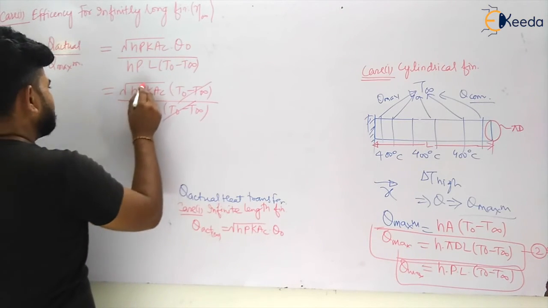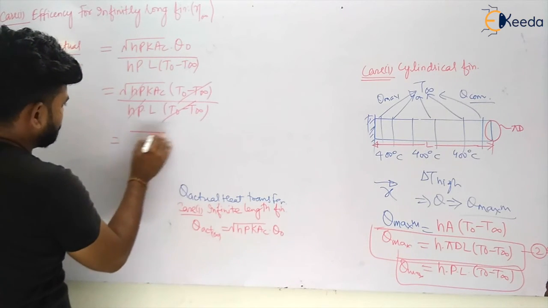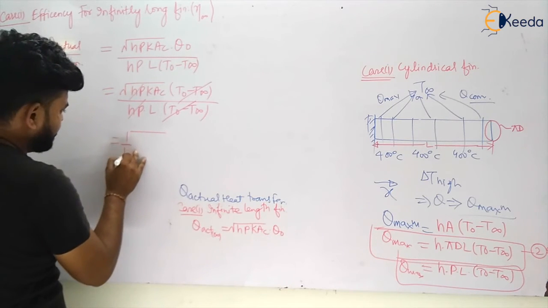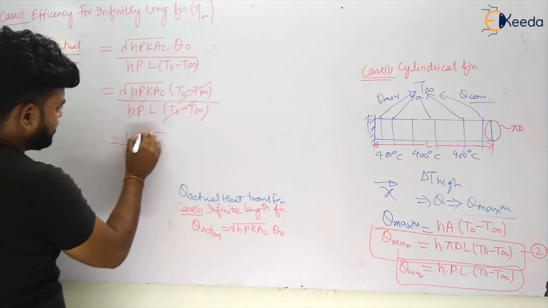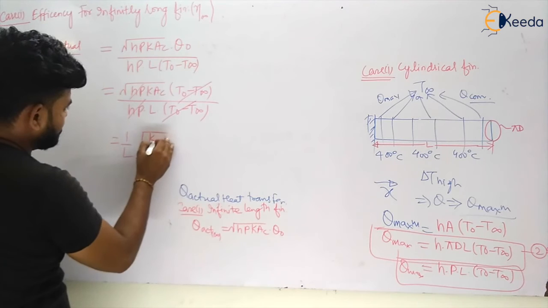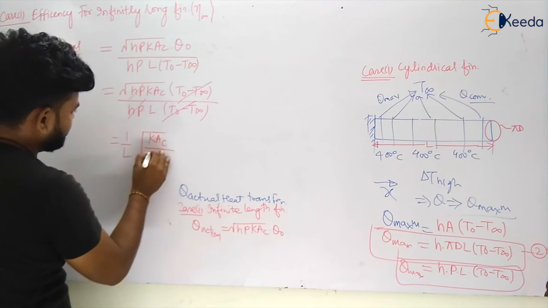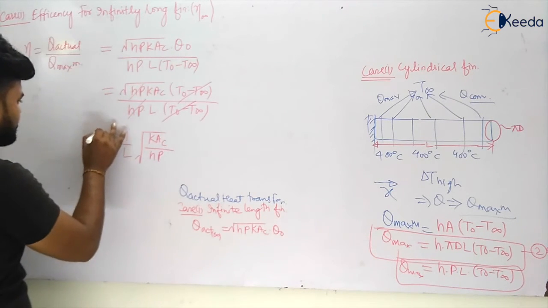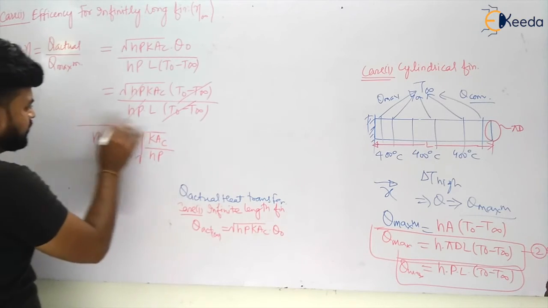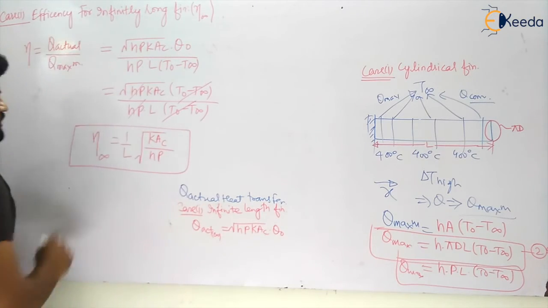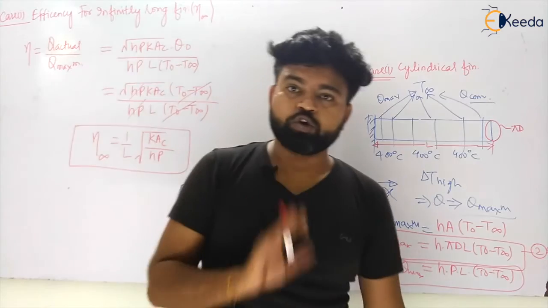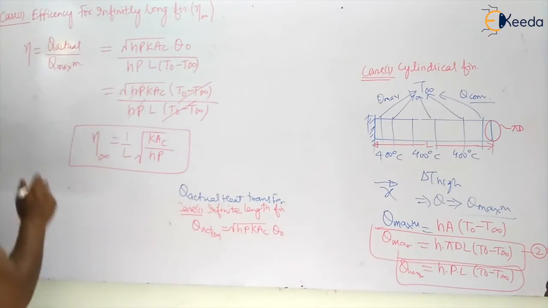So hP and hP can be gone. So this will become 1 upon L under root of kAc divided by hP. So this will be the efficiency for infinitely long fin, my dear students, and I have considered this case to be case first.